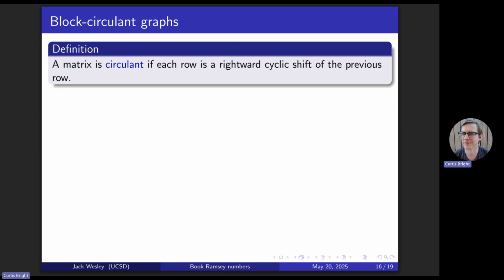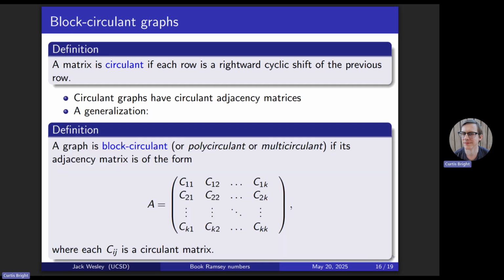So just to make one definition, details are not so important. But essentially, we want to generalize this into something called a block circulant graph. A circulant matrix is essentially the adjacency matrix of a circulant graph. And a block circulant graph is a graph whose adjacency matrix has all of these blocks, where each block is itself a circulant matrix. So it's a direct generalization of a circulant graph.